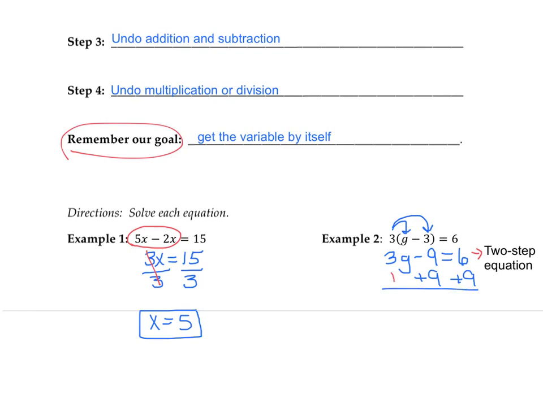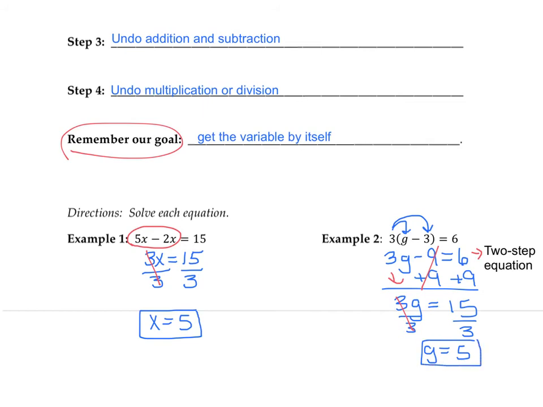We're going to bring down our 3g, and the 9s are going to cancel. So 3g, bring down your equal sign. 6 plus 9 equals 15. And then our next step, undo multiplication or division. We're multiplying, so we're going to undo it by dividing. The g's are going to cancel. So g equals 15 divided by 3 equals 5. So your answer is g equals 5.